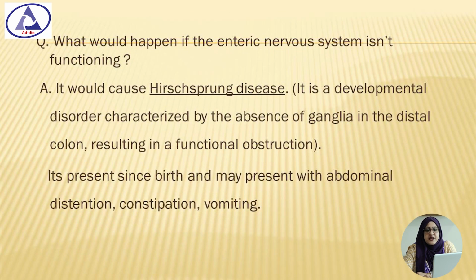What would happen if the enteric nervous system isn't functioning properly? It would cause Hirschsprung's disease. It is a developmental disorder characterized by the absence of ganglia in the distal colon, resulting in a functional obstruction. It's usually present since birth and may present with abdominal distension, constipation, and vomiting.